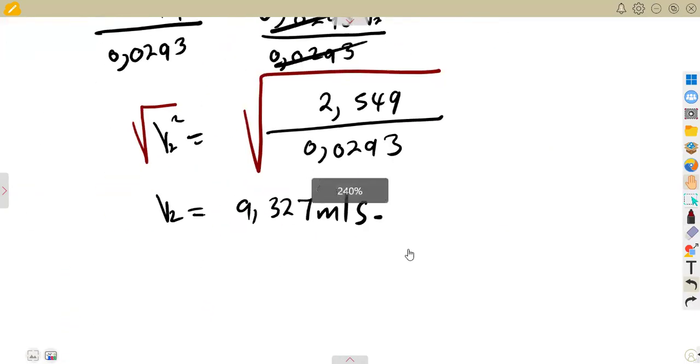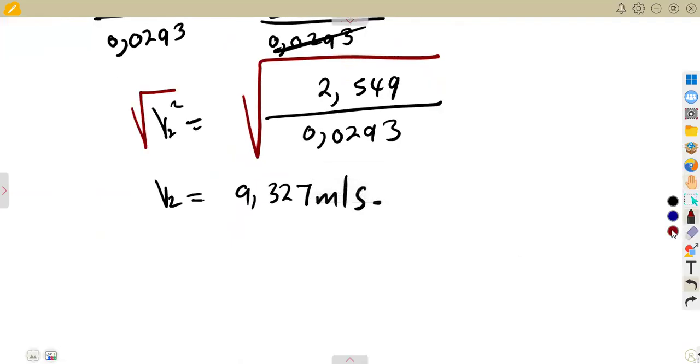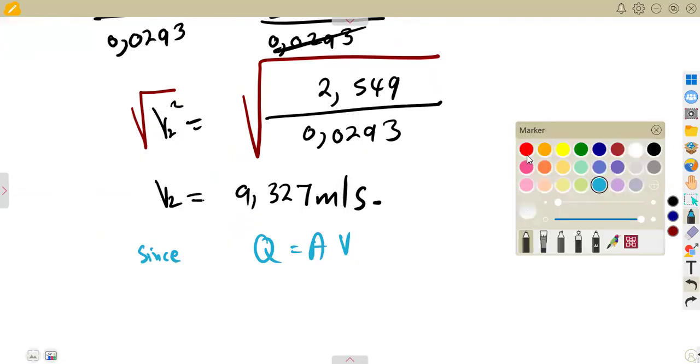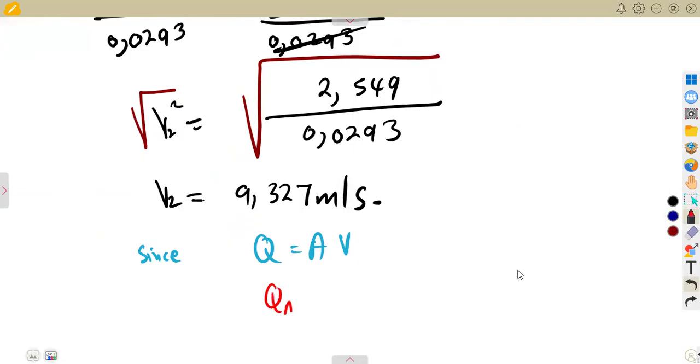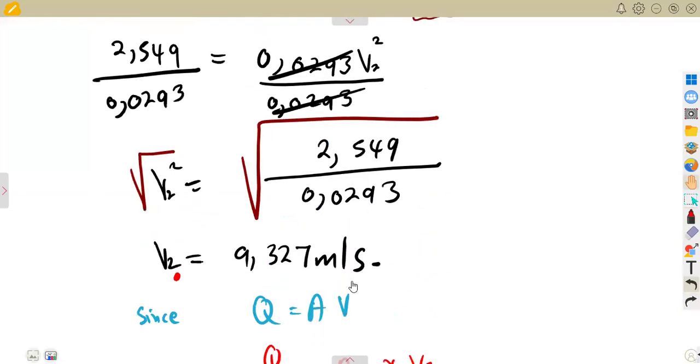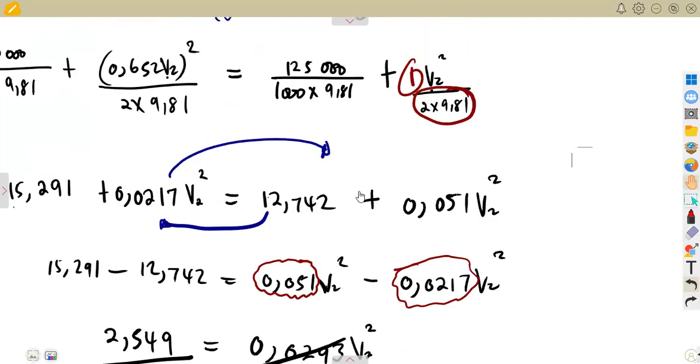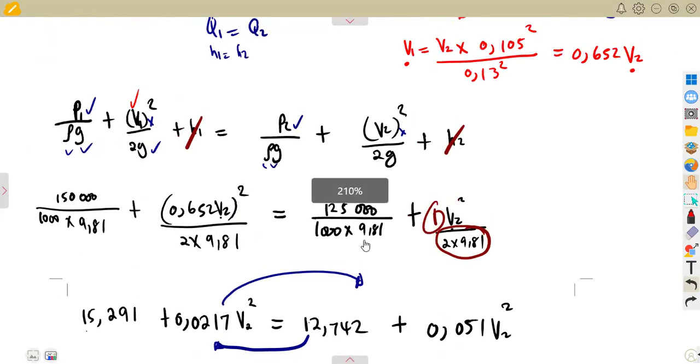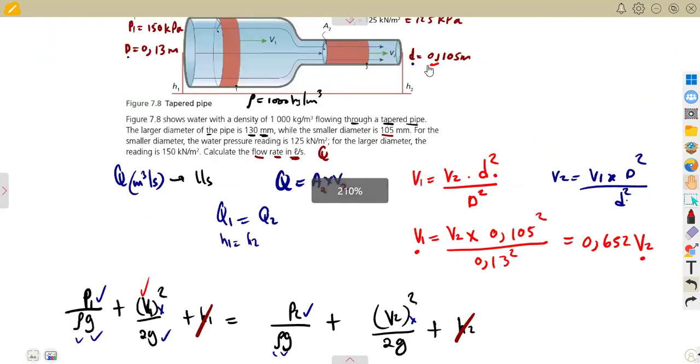There we have got the velocity only, but we need the flow rate. So since Q is equal to the area times the velocity, therefore, we're going to have the Q at this second part, which is Q2, is going to be area 2 times V2. Since we calculated this, we can calculate our flow rate. So that means our Q2 was going to be equal to A2, which is the area. We are considering the area that we have at the exit, that's the second part.